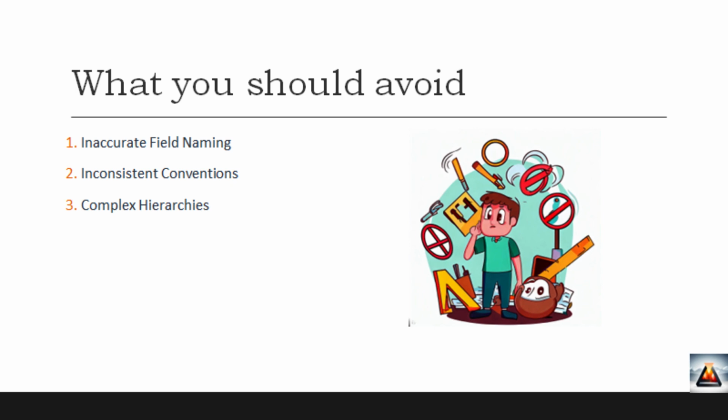Complex hierarchies. Keep hierarchies and dimensions straightforward. Avoid creating overly complex or deeply nested hierarchies, as they can complicate queries and impact performance. Bypassing dimensions. Never directly filter or group from the fact table. Always use dimensions for filtering and grouping to ensure accurate and efficient query results.